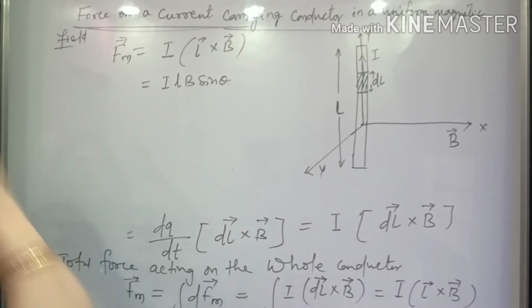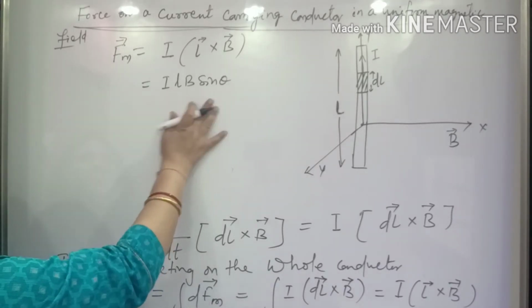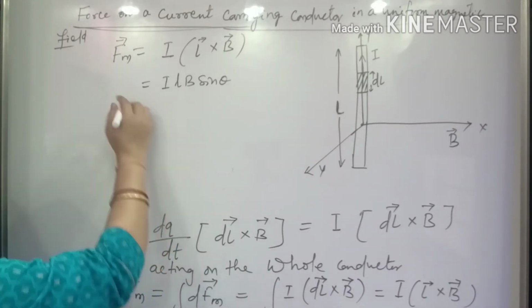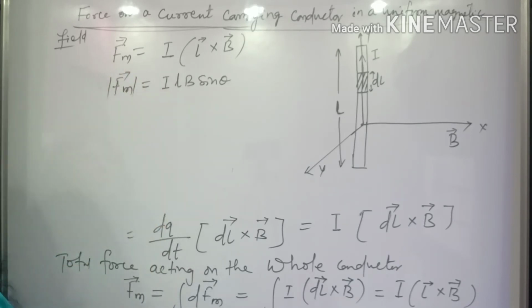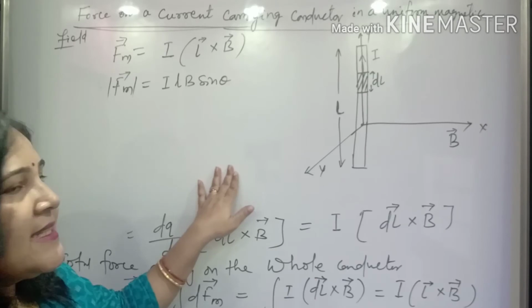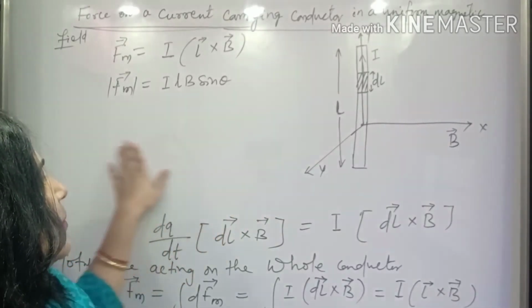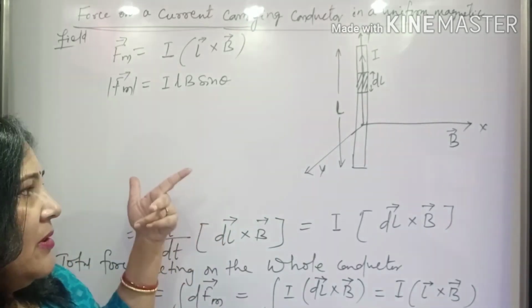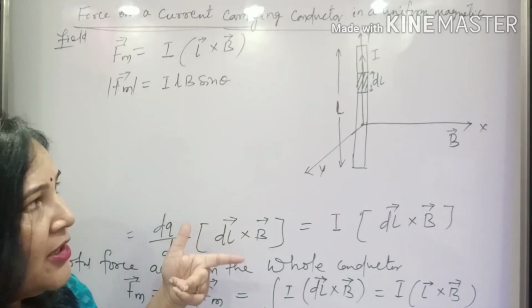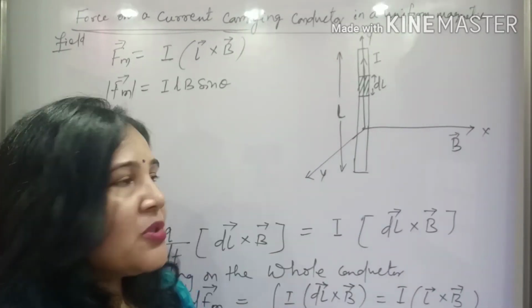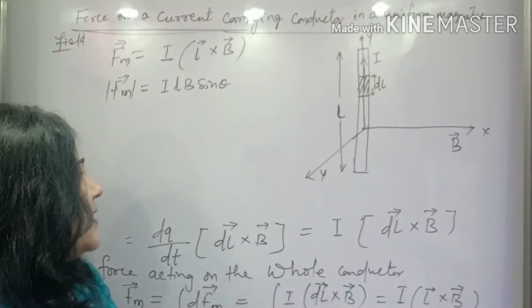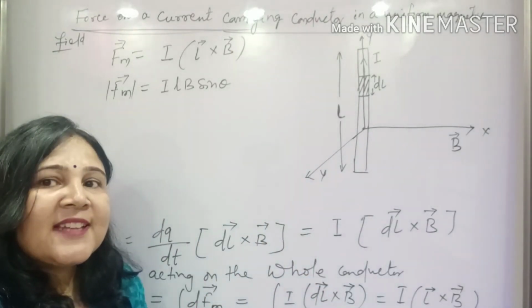What is theta? Theta is the angle between this L vector and the B vector, right? So this is the magnitude of the force. If you look at the magnitude, what is the value? That is ILB sine theta. But if you want to find the direction, we can use Fleming's left hand rule to find out what will be the direction of the force acting. This is applicable, as I said, only when theta is 90 degrees.